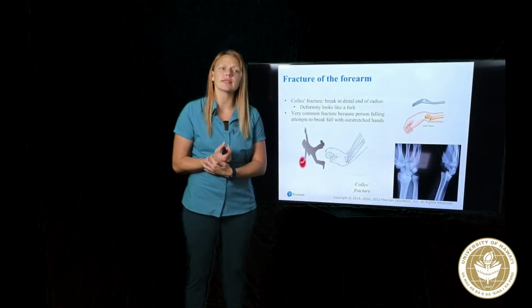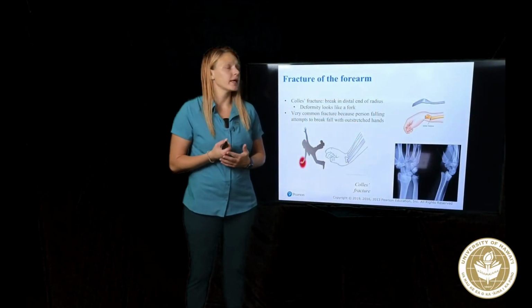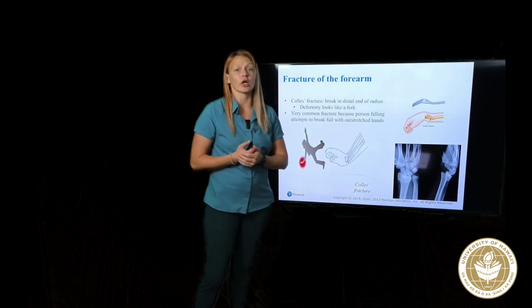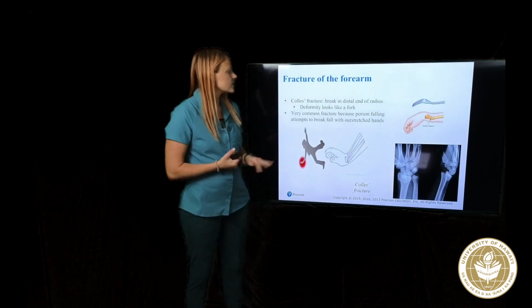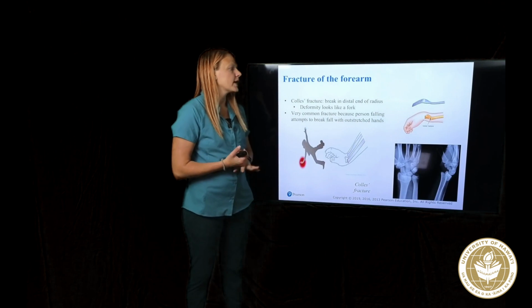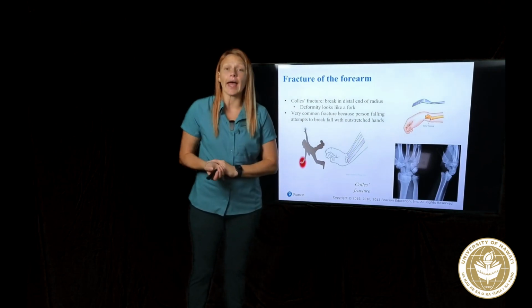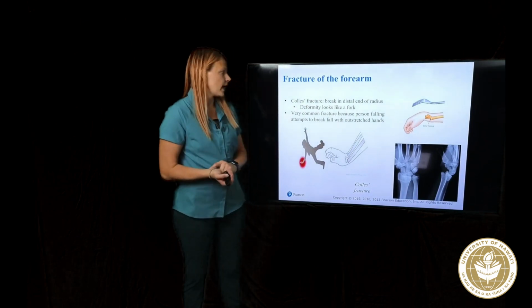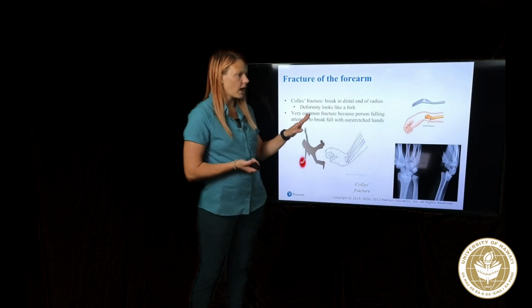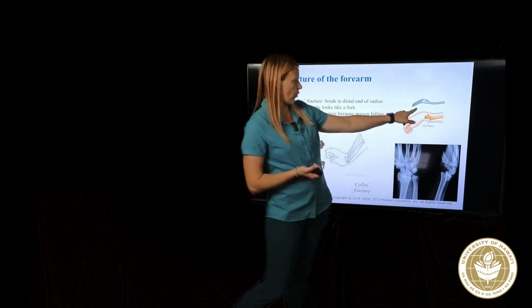Something that's actually pretty common is to fracture part of your forearm, and this is known as a Colles fracture. It's a break in the distal end of your radius, and the deformity that's caused kind of looks like a fork.